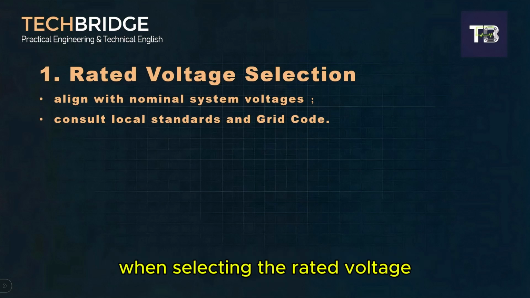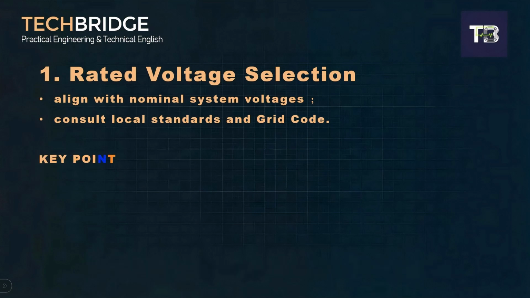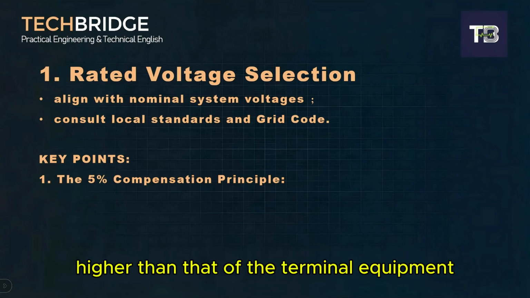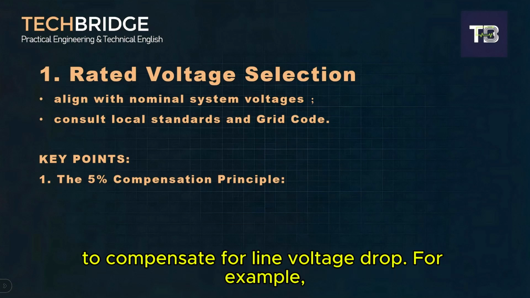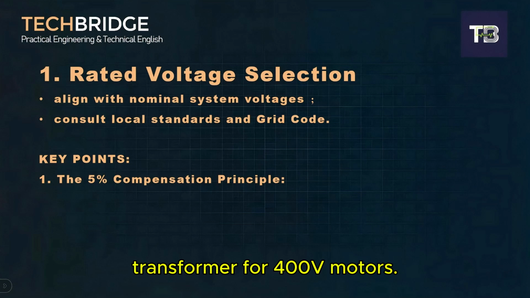When selecting the rated voltage, I would like to emphasize two key points. The first is the 5% compensation principle. Transformers often have a secondary rating higher than that of the terminal equipment to compensate for line voltage drop. For example, in Europe, an 11 kV/0.42 kV transformer is applied for 400 volt motors.